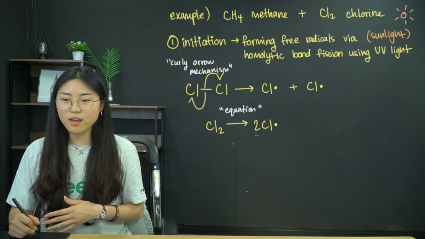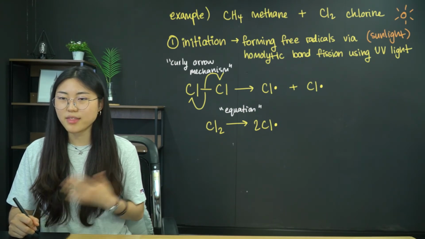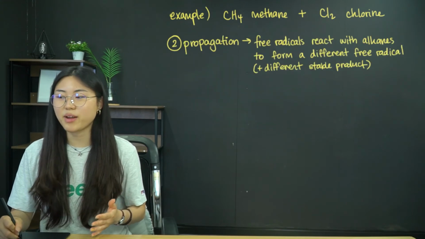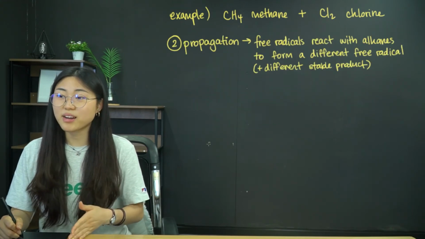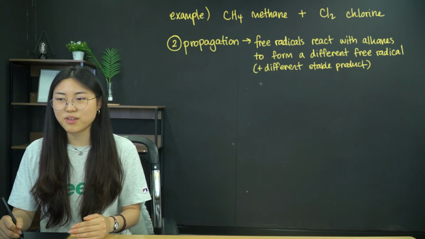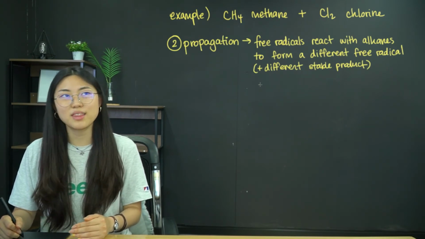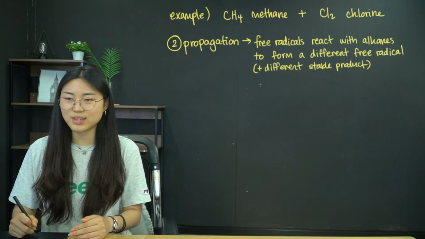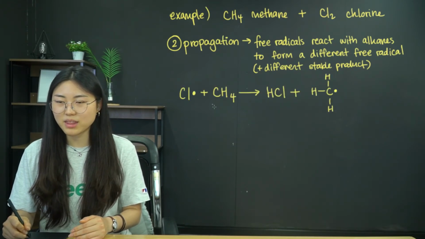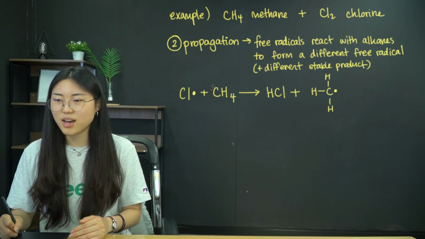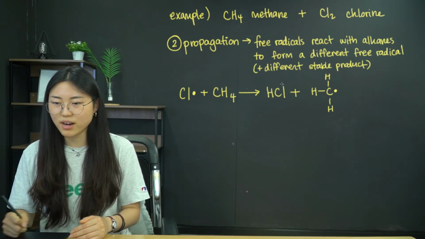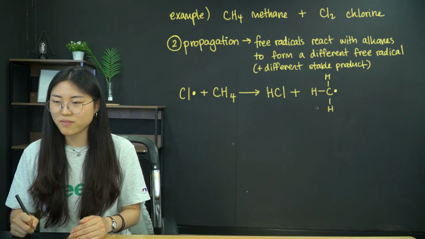Then we have propagation, the second step of free radical substitution. Free radicals react with alkanes to form a different free radical and also a different stable product. Let's look at what's happening. The chlorine free radical is attacking my methane molecule, and HCl has formed, and I formed a methyl free radical. So I can just simplify that into that.